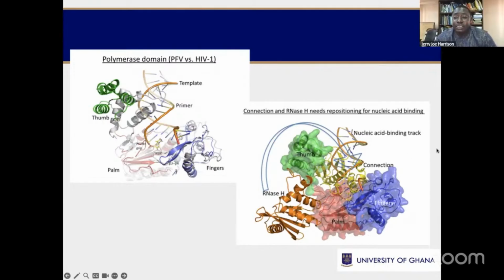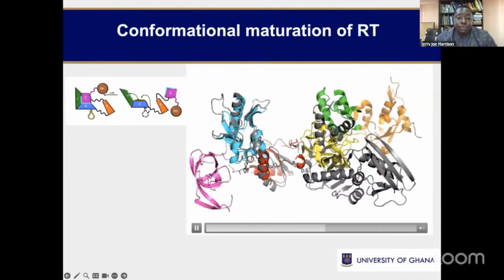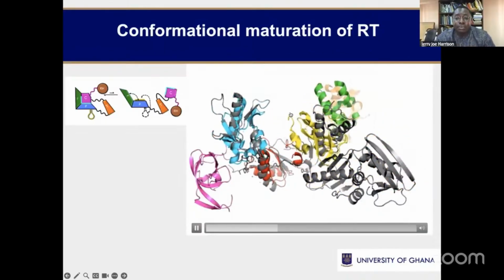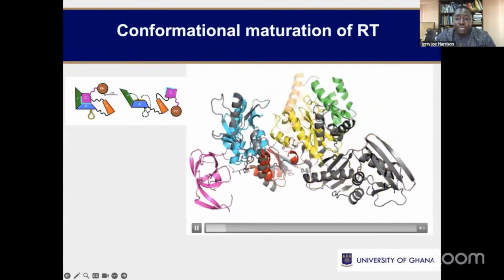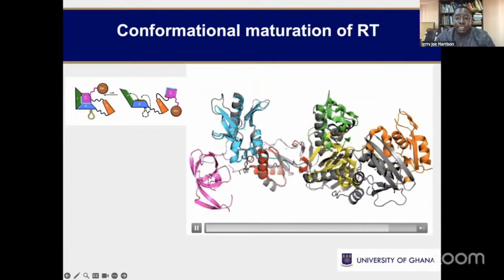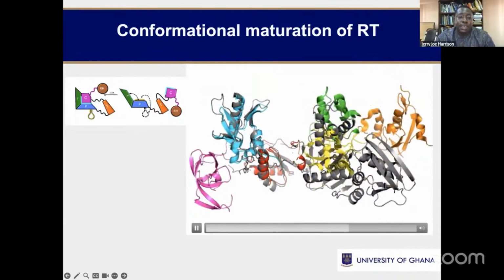All of this is very interesting. And so here you see a cartoon representation of what I was saying. You see where the RNase domain had to move all the way to this place, and the thumb has to move from where it was originally into this position, while the connection domain rearranges in there.